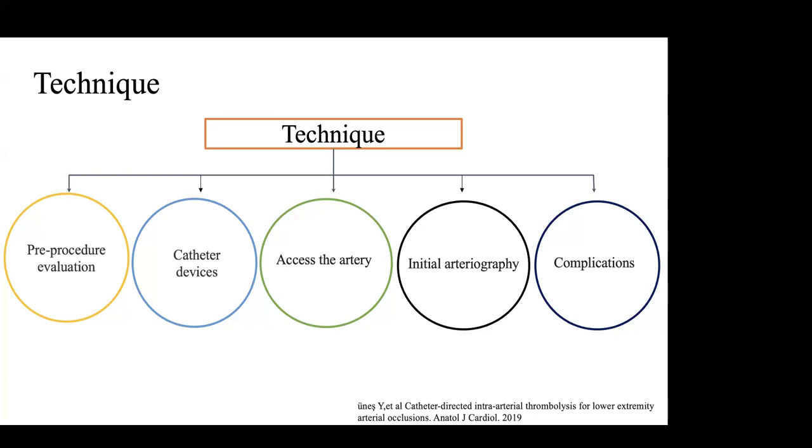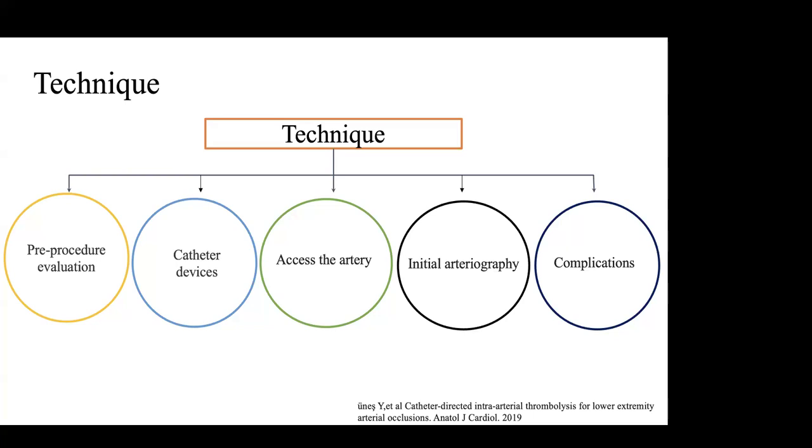So you can either have retrograde access or antegrade access, which depends on the operator's comfort. Before this initial arteriography, a diagnostic angiogram needs to be performed, and after this, the sheath is then changed for a 6 French sheath for most CDT systems.